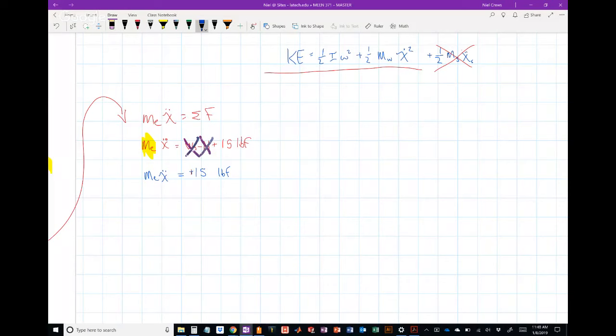And so if we're solving this version, we're going to need to come up with an effective mass. The way that we do that, we would say this omega is simply x dot over this radius. So then our kinetic energy is 1/2 times I over r squared plus this mass of the weight, times x dot squared. That's our equivalent mass.